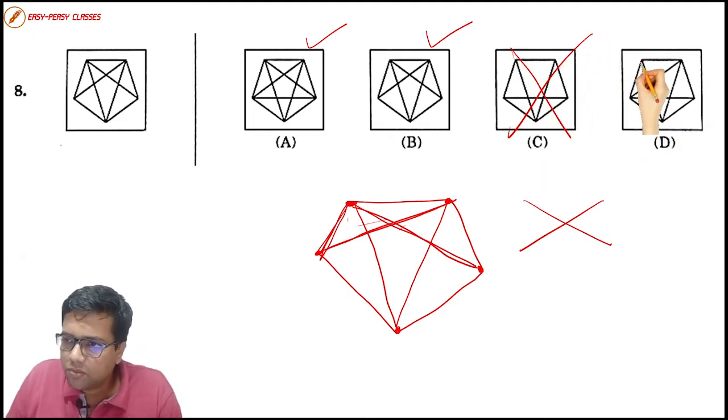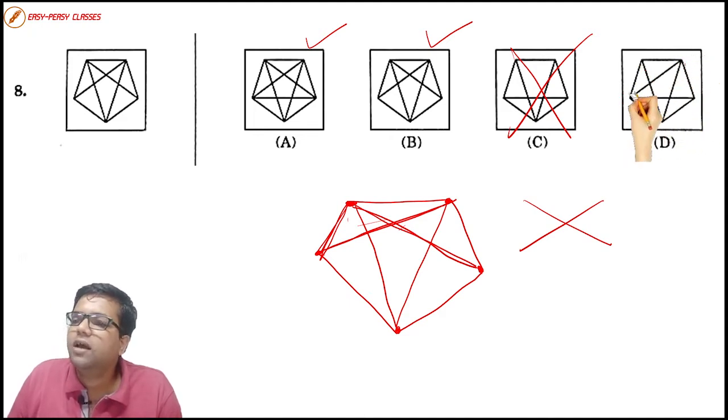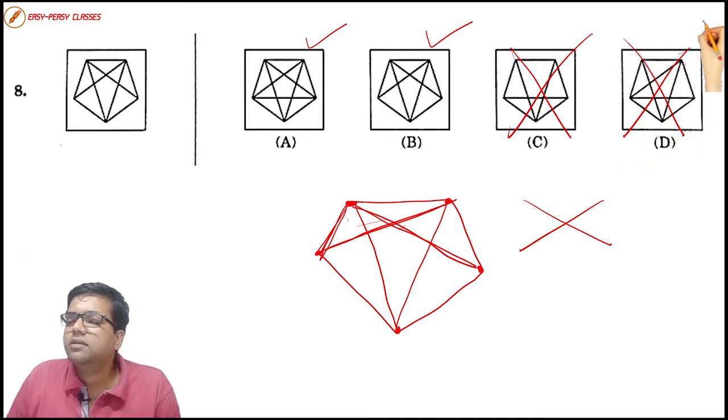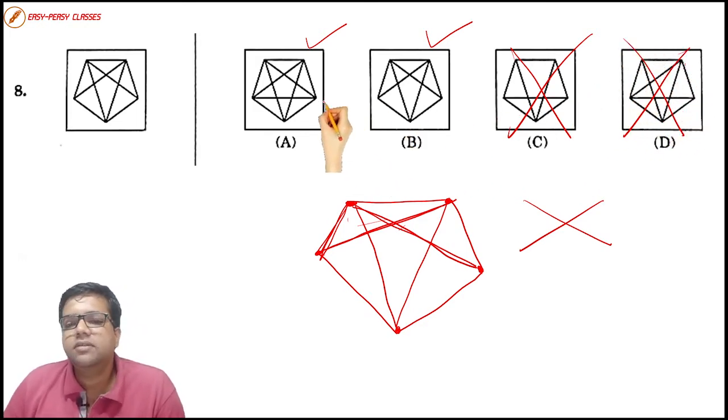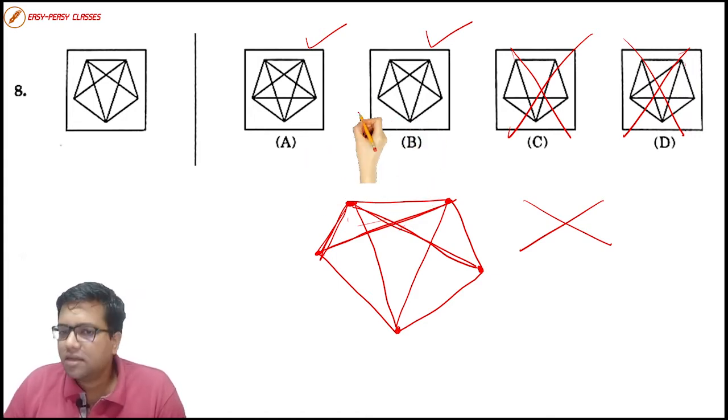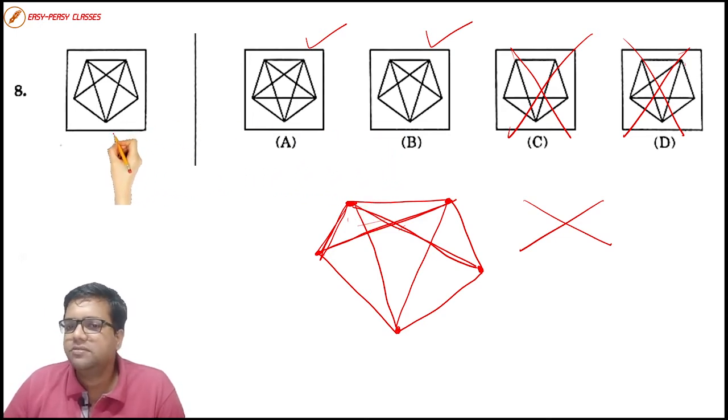Do we have the cross mark over here? Do we have the cross mark? No, we don't have it. We only have one line over here, diagonal line. So we eliminate this option as well. So we are only left with two options, option number A and option number B. So now further we will verify which among these is having the right similarity with the question figure.